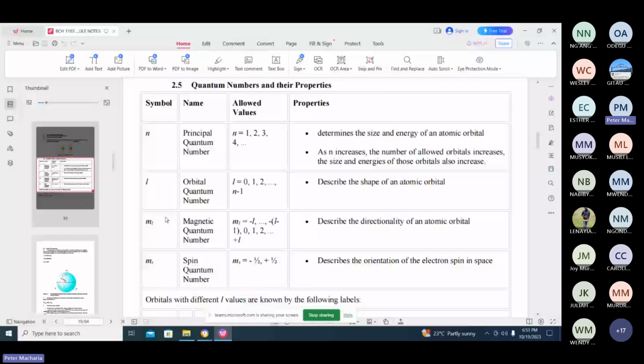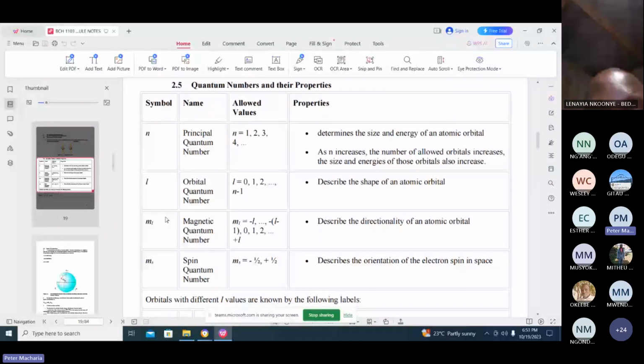If n equals 3, that is principal quantum shell number 3, you can only have sublevels up to 3 minus 1, which is 2. That means 0, 1, and 2. Now, for a sublevel L, the possible orbitals ML are from minus L to positive L, counting all the integers. Are you together?